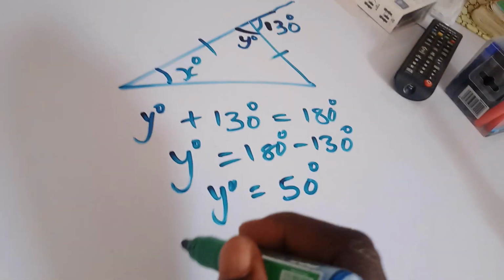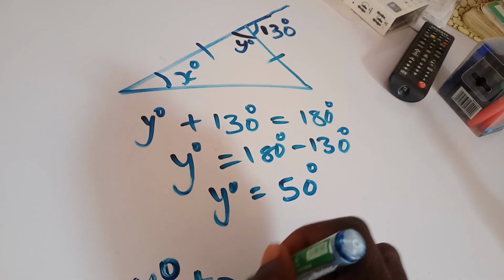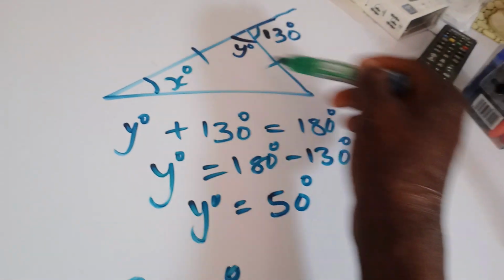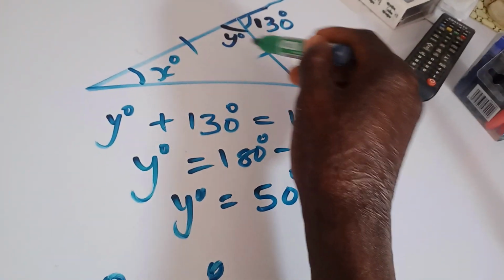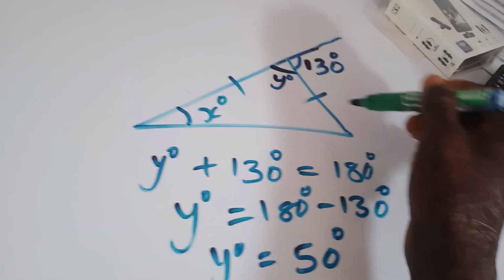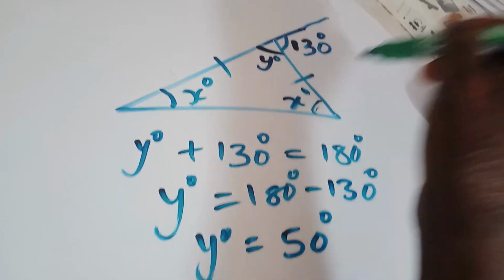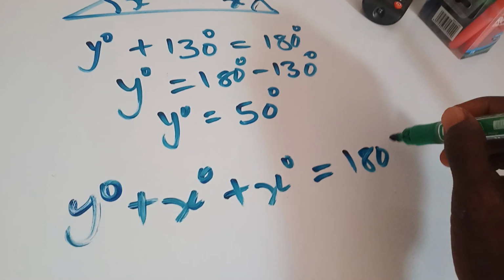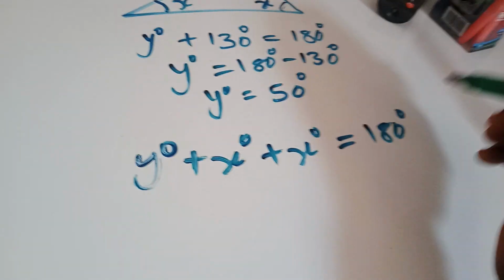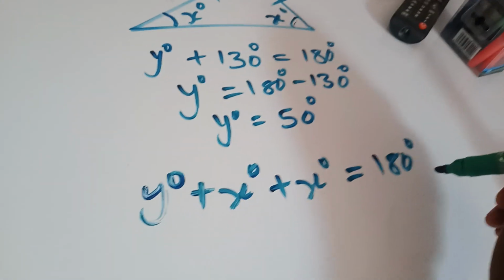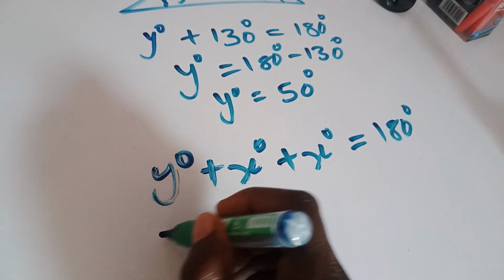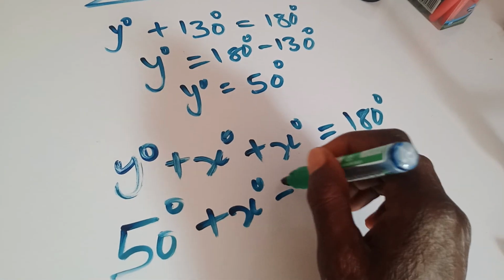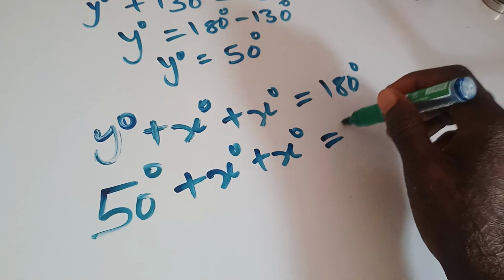So from the principle of triangles, we will have y degrees plus x degrees. And I told you this x and this other angle are equal because this triangle is an isosceles triangle. So you can simply represent this other one as x too, so plus x. The summation is equal to 180 degrees. So we already have the value of y to be 50 degrees, plus x degrees plus x degrees is equal to 180 degrees.